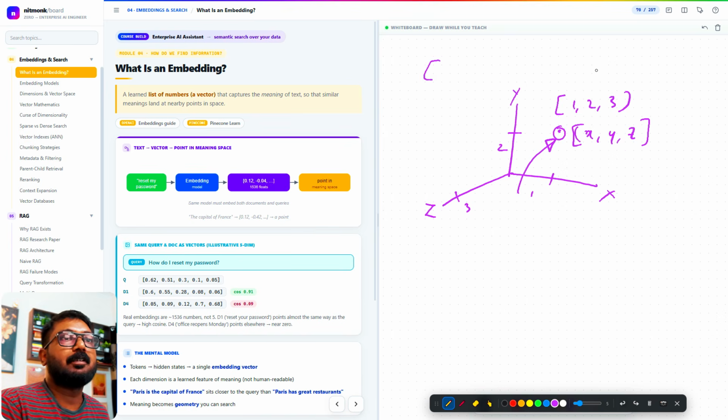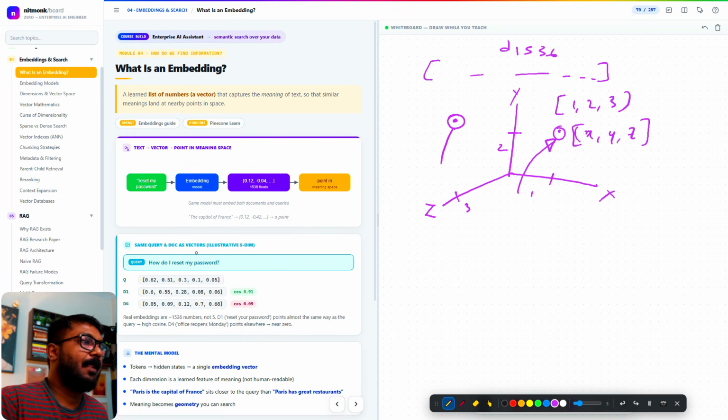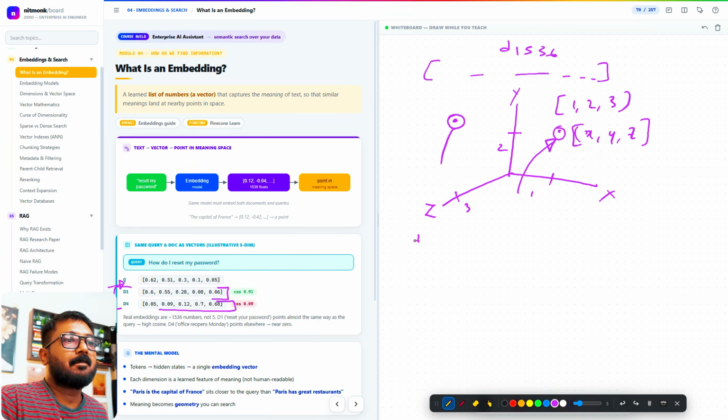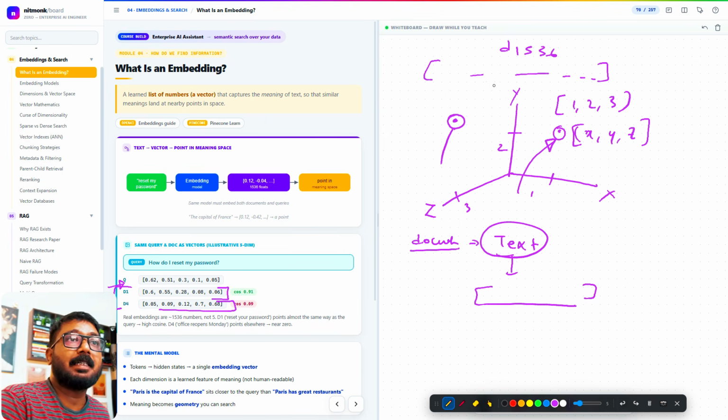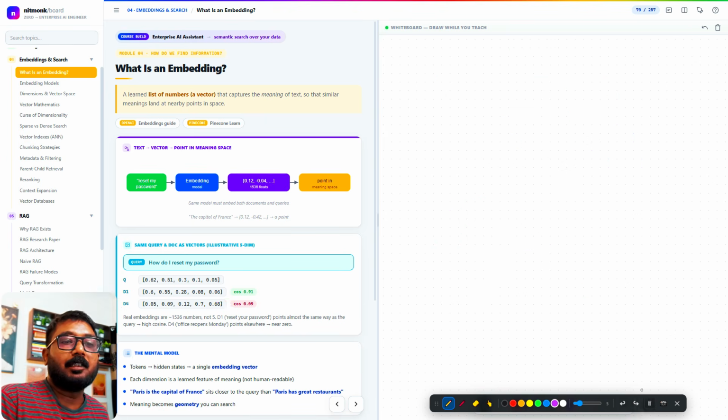Similarly, if we talk about D 1536, then that many dimensions will be there where the number will be represented. You can see the query, and here D1 to D4 is basically about dimensions, the documents' dimensions. So a document is also a text, correct? And that text is also represented as embeddings. That's really helpful in terms of finding the similarity, right?